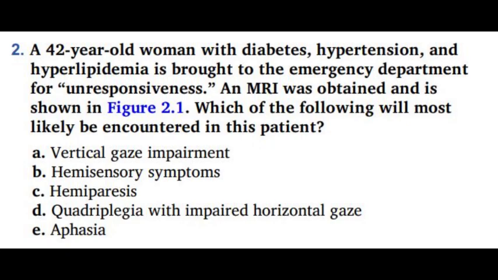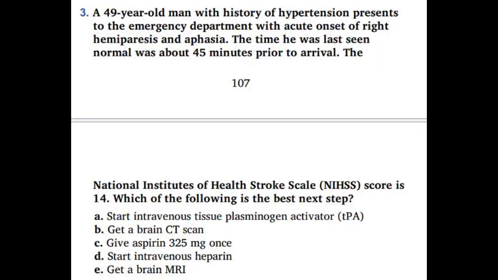So the next question, question number 3. A 49-year-old man with a history of hypertension presents to the emergency department with acute onset of right hemiparesis and aphasia. The time he was last seen normal was about 45 minutes prior to arrival. The NIHSS score, which is the National Institutes of Health Stroke Scale score, is 14. Which of the following is the next best step in management?